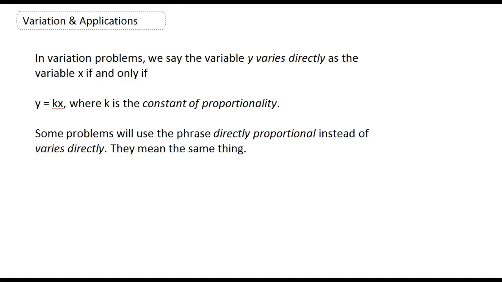All right, in this screencast we're going to learn all about variations and applications. In variation problems you're going to see the phrase y varies directly as some other variable, usually x. When you see that, you're going to set up an equation that looks just like this: y equals kx, where k is the constant of proportionality. Some problems will also say directly proportional instead of varies directly, but they mean the same thing.